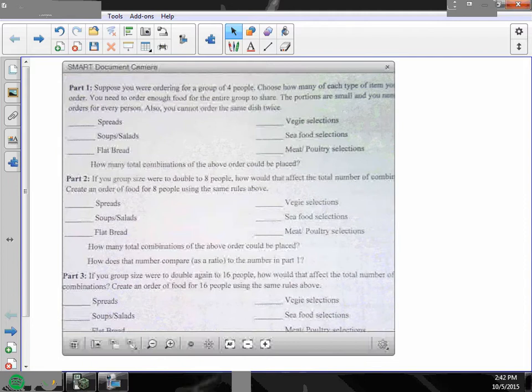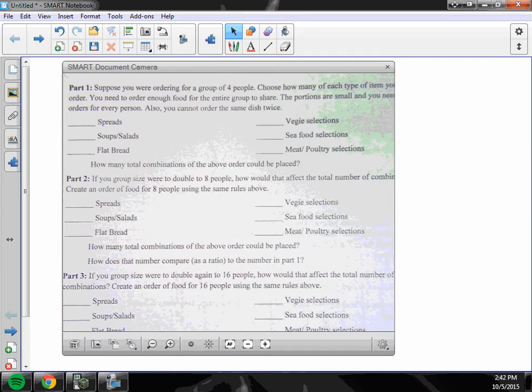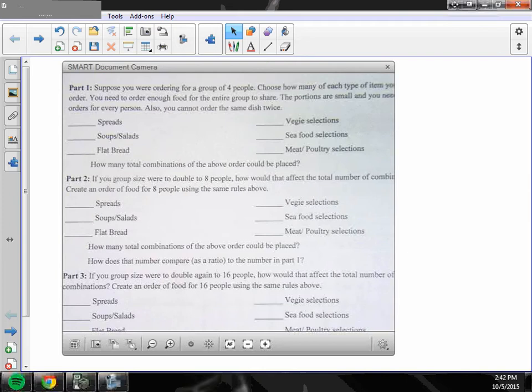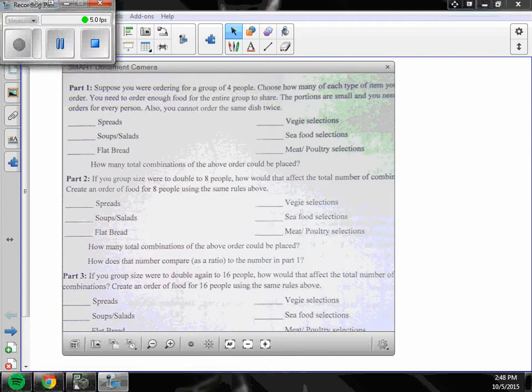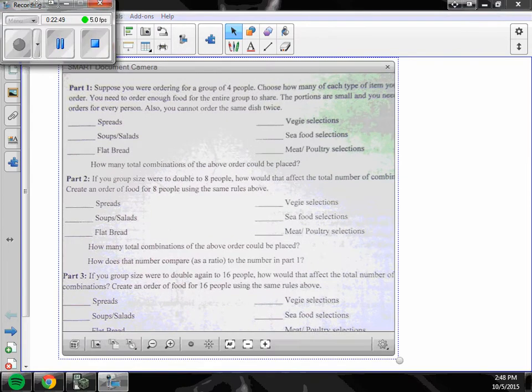And then you'll go through and you'll do each combination and multiply them all together and see how many possibilities there are for your particular group. Does that make sense? Once you finish part 1, so you'll have how many total combinations calculated, go on to part 2.